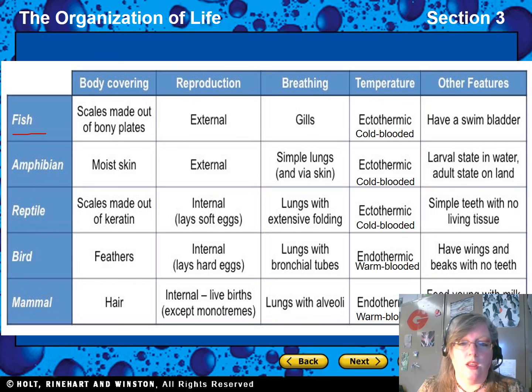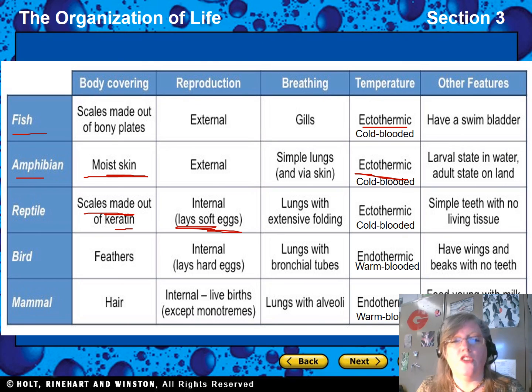Okay, so the fish, cold-blooded, and the amphibians, they have that moist skin, and they have the soft eggs, okay? And so they have to stay near the water. The reptiles, they have the scales made of keratin. That means their skin's going to be dry and not going to dry out like an amphibian would. They have those soft eggs, but they're better waterproof. Okay, they are still cold-blooded.